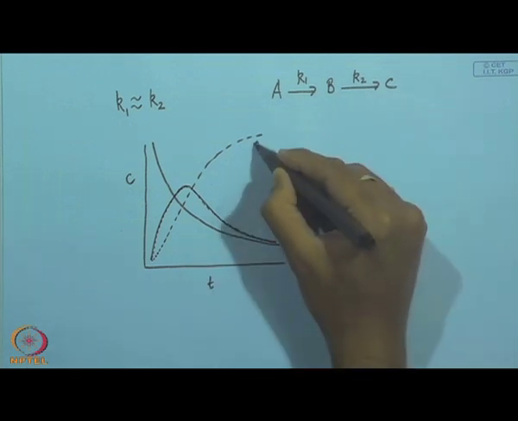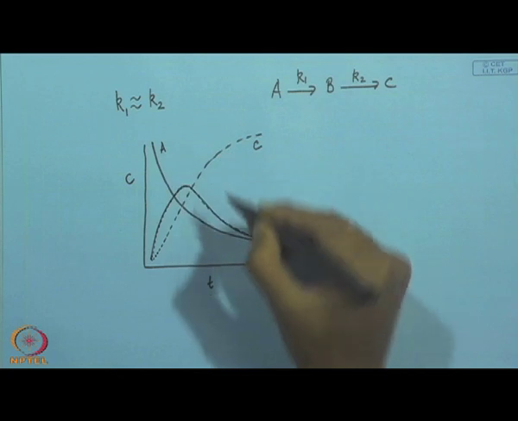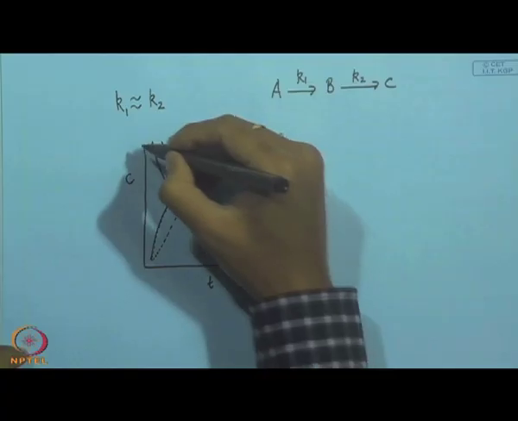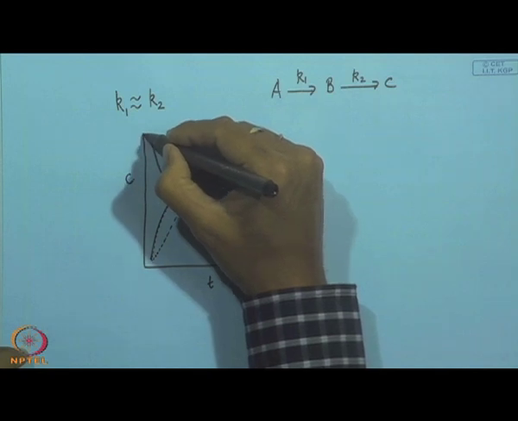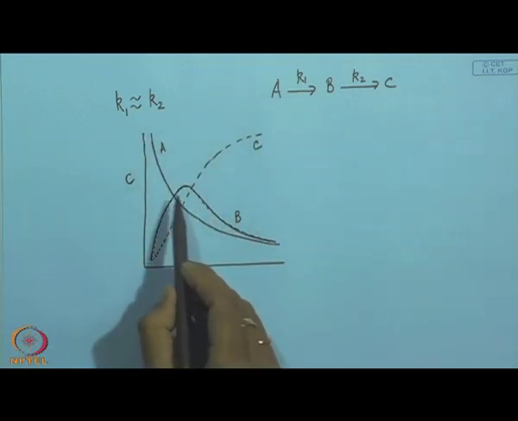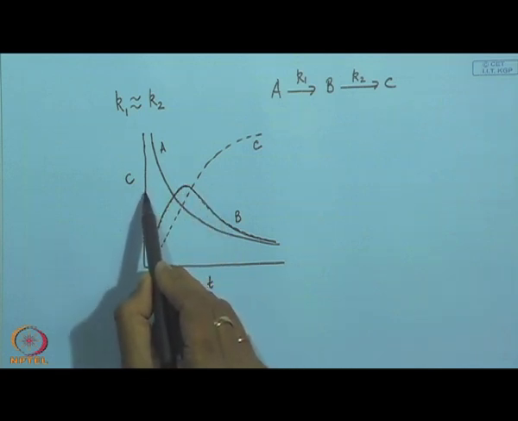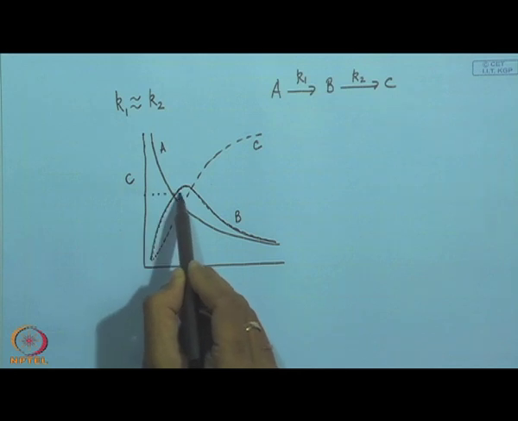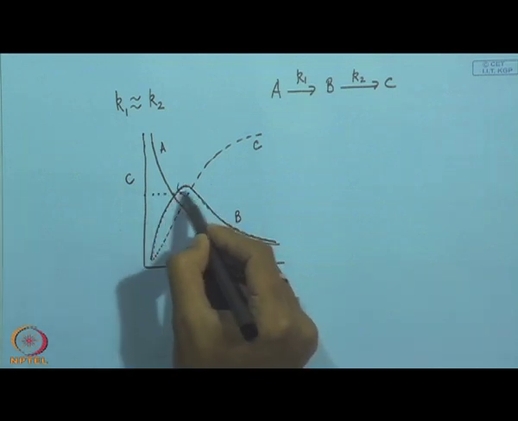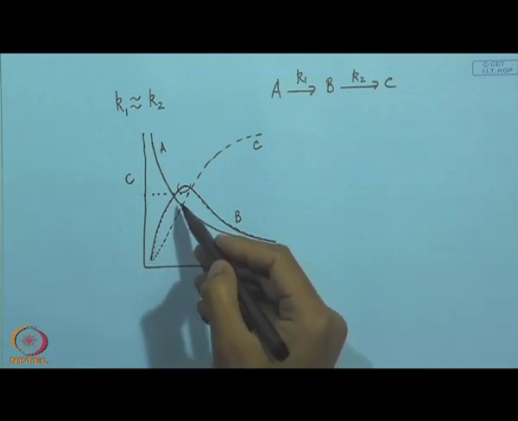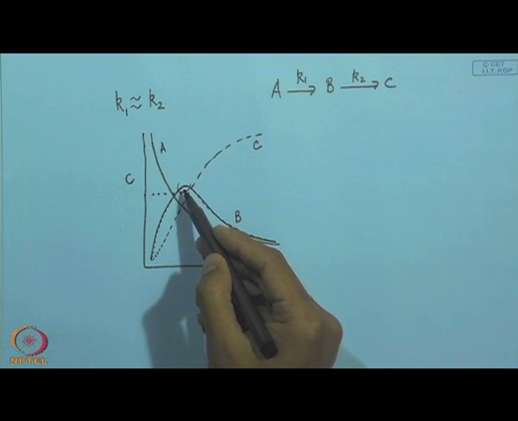Okay. So, this is your C, this is your A and this is your B. Okay. So, when K1 and K2, these two are almost close to each other. Okay. And as these two are close, that is why maybe the maxima is at the midpoint of this graph. Okay. So, why is this showing a maxima?